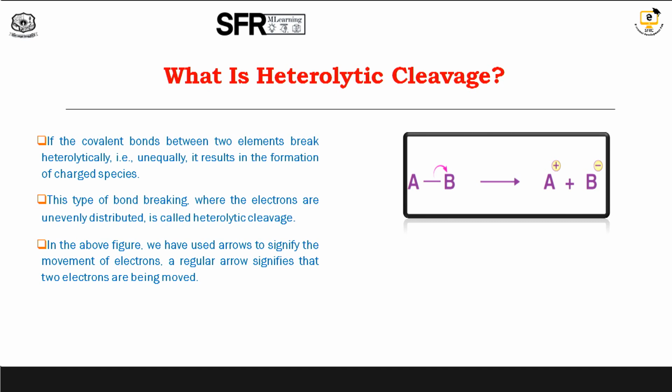Next we will see what heterolytic cleavage is. If the covalent bond between the two elements, A and B, breaks heterolytically, that is unequally, it results in the formation of charged species. This type of bond breaking, where the electrons are unevenly distributed, is called heterolytic cleavage. In the above figure, we have used a regular arrow to signify the movement of two electrons to element B. So you get the cation A plus and B minus.